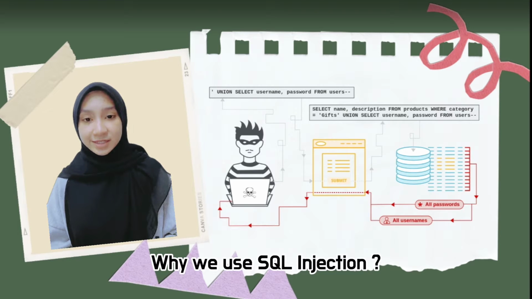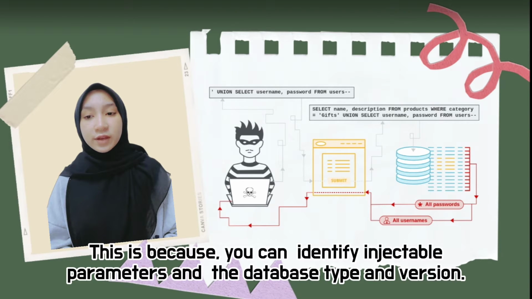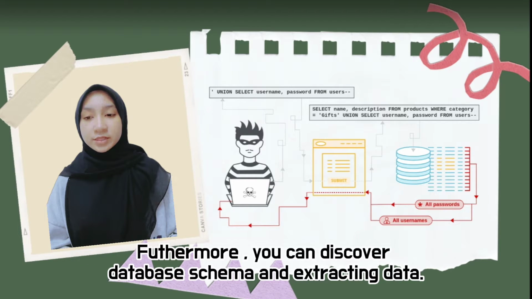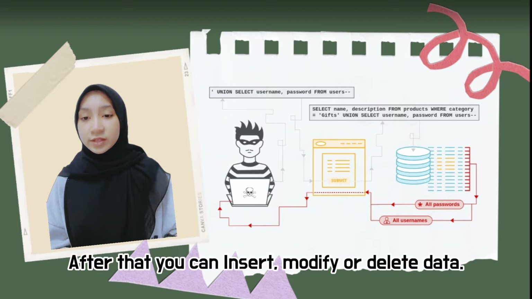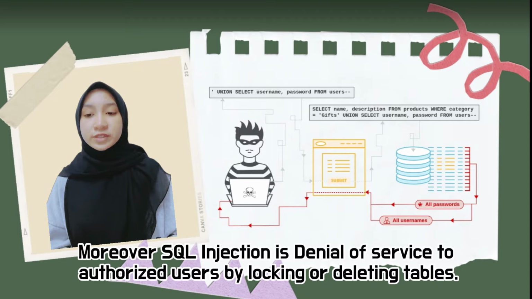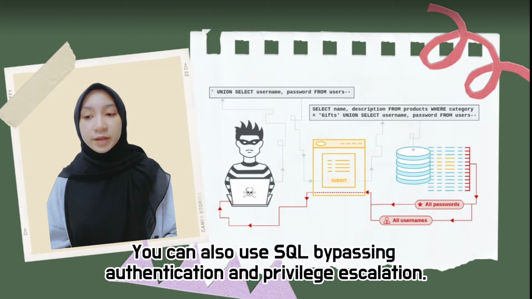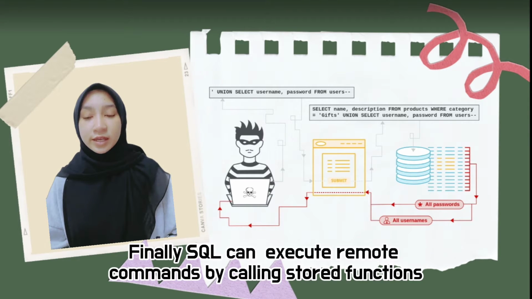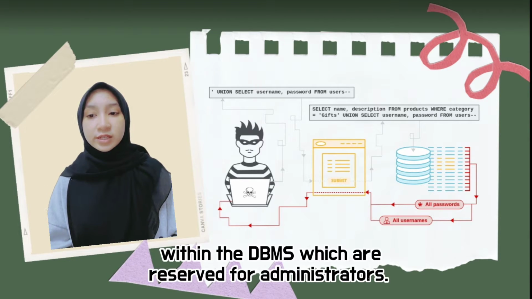Why use SQL injection? This is because you can identify injectable parameters and the database type and version. Furthermore, you can discover the database schema and extract data. After that, you can insert, modify, or delete data. Moreover, SQL injection can cause denial of service to authorized users by locking or deleting tables. You can also use SQL injection for bypassing authentication and privilege escalation. Finally, SQL injection can execute remote commands by calling stored functions within the DBMS, which are reserved for administration.